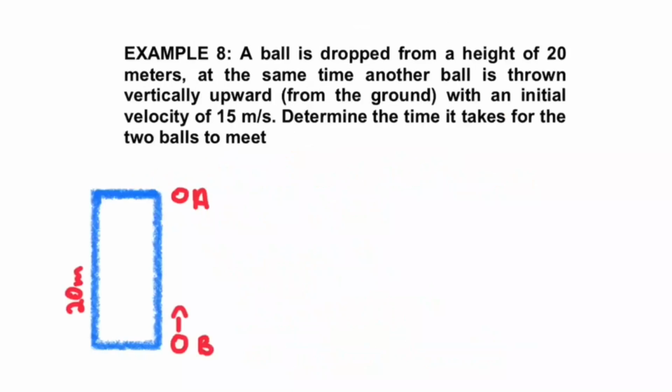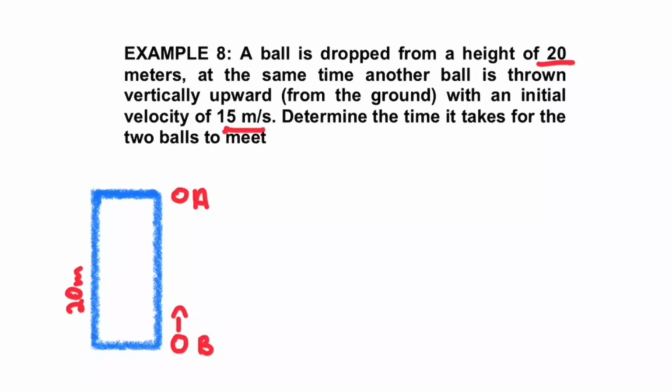If you were multitasking, this is probably a good time to stop because we have a scenario involving 2 balls. So let's take a look and see what is happening. A ball is dropped from a height of 20 meters. At the same time, another ball is thrown vertically upward from the ground with an initial velocity of 15 meters per second. Determine the time it takes for the 2 balls to meet.